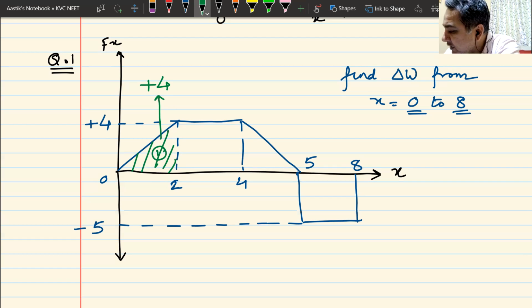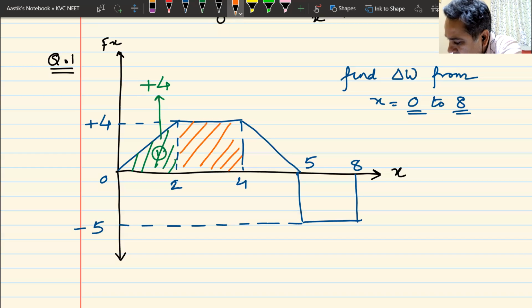What about the next one? Let me color it with this one so that it looks different. The area of this one, number 2, is a rectangle. Length into breadth. Length is 2, breadth is 4. 2 into 4. So I think the answer would be 8, plus 8.